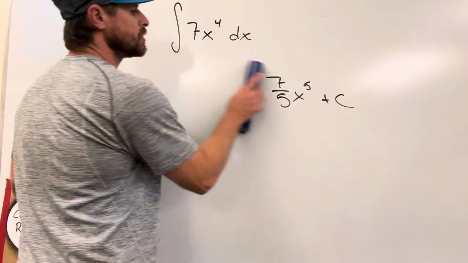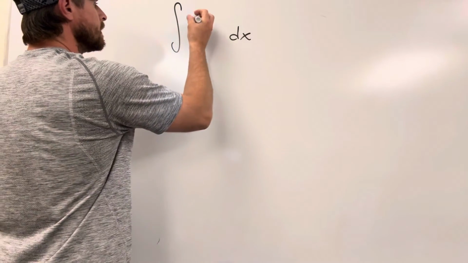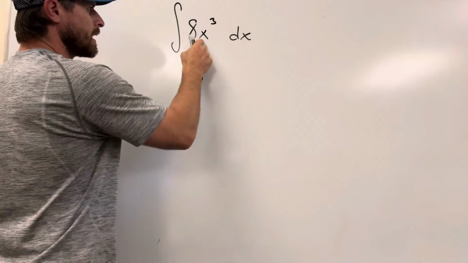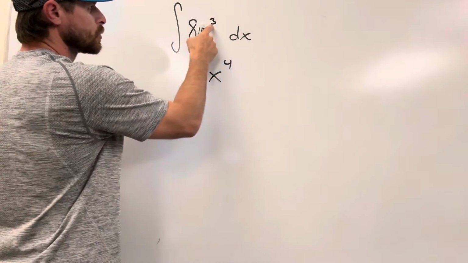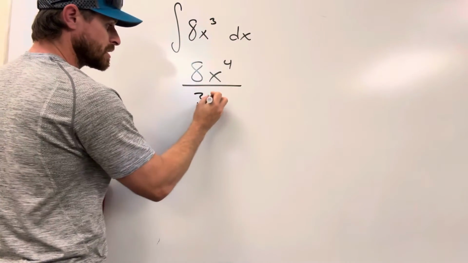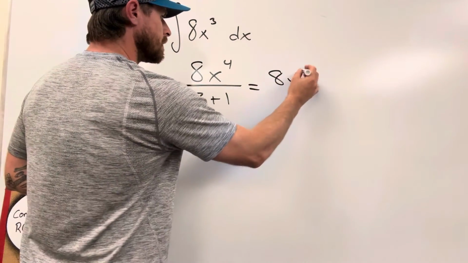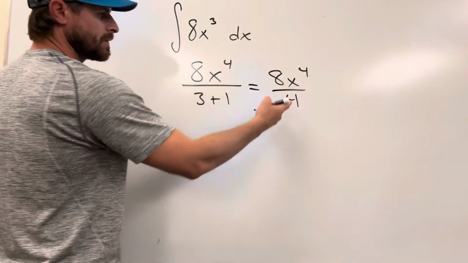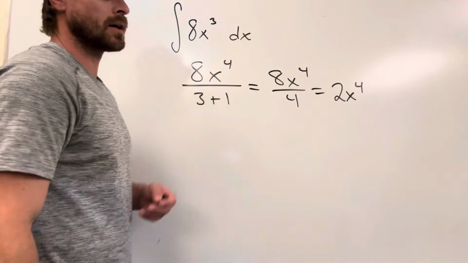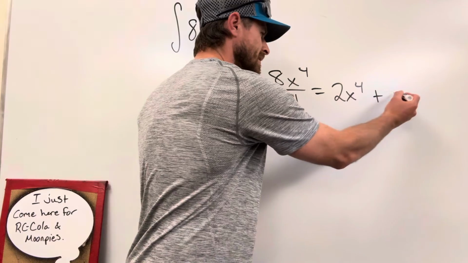Let's do one last one, to make sure you guys have got the hang of this stuff. Let's go 8x to the third. So the 8's coming along for the ride. x to the third is going to change to x to the fourth because we're just increasing this value by 1. The bottom's also going to have that value, increased by 1. That gives you 8x to the fourth over 4. Good news is 8 divided by 4 comes out to 2. So we're going to get 2x to the fourth. And oh my gosh, I'm about to forget to add, you got it, plus c.